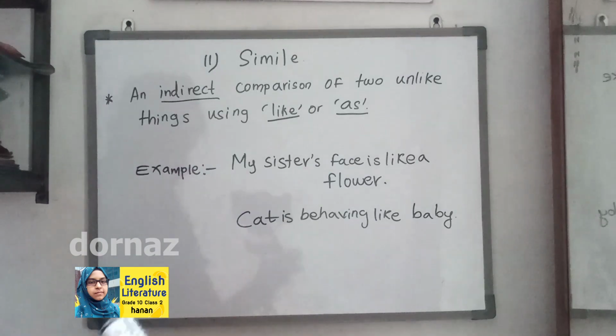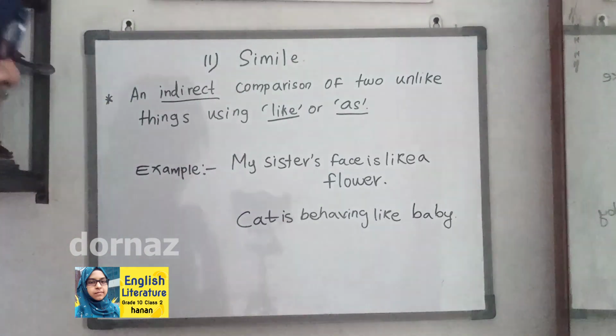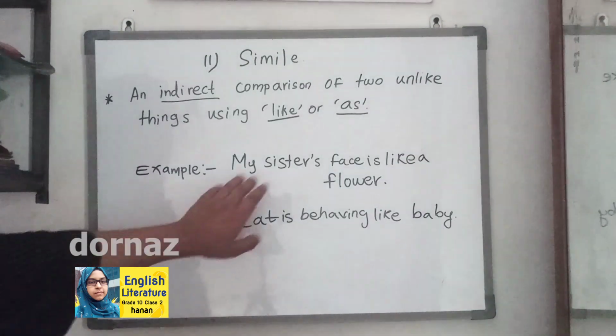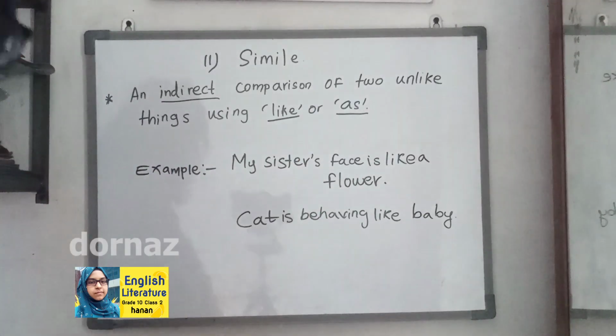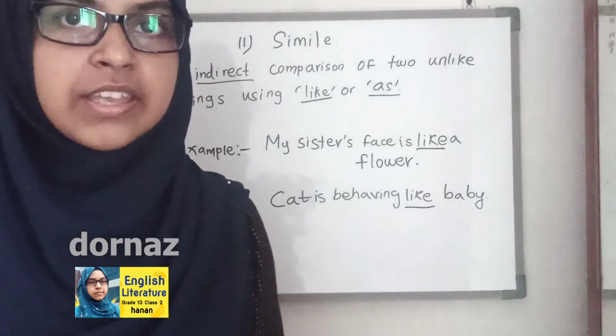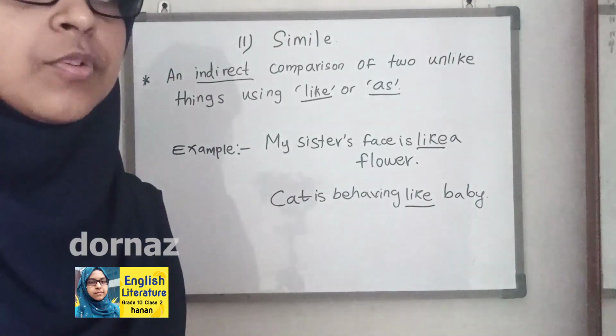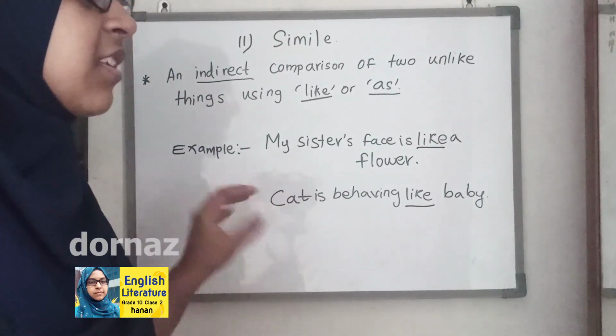Here I have taken two examples for understanding. My sister's face is like a flower. I already mentioned that my sister's face is a flower. It will be called metaphor because we didn't use the word like. Again and again I tell that metaphor is different, euphemism is different, simile is different.